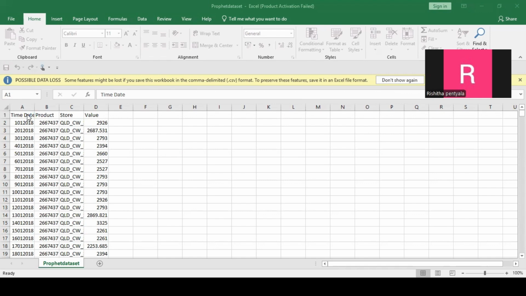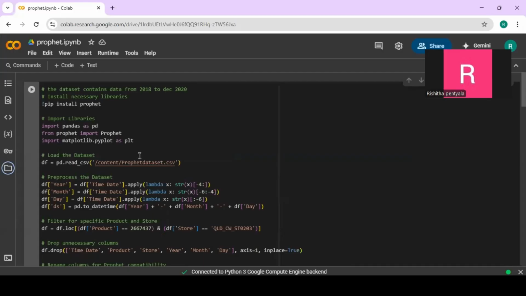Here, to understand time series forecasting using Prophet, I have considered a sales data set that consists of a date column, the product, the store, and the value. Here, we are trying to forecast the value, which is the total value obtained from that product's sales.